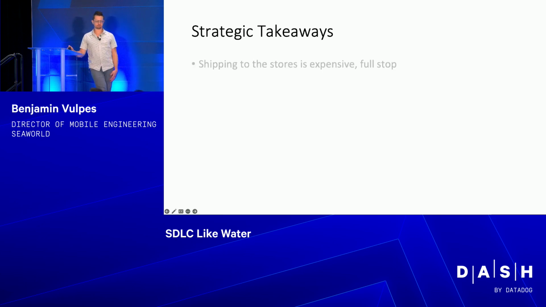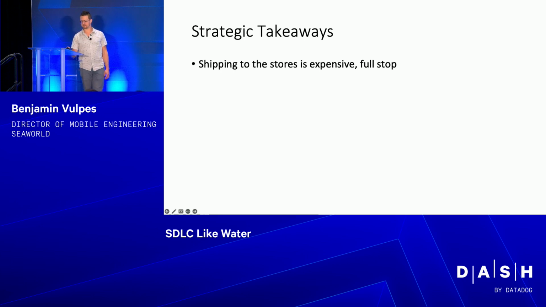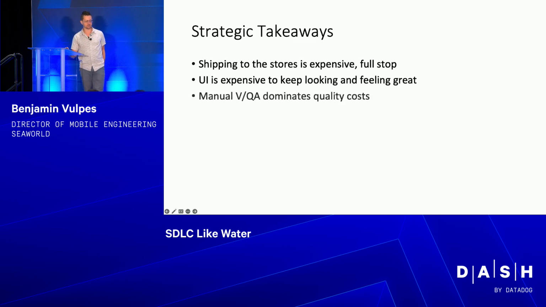Strategic takeaways. Shipping to the stores is expensive. It's just expensive. UI is also expensive to keep looking and feeling great. You have to spend a lot of attention to it. Think about that picture I had up there. You have to be able to catch those things. And manual VQA dominates your quality costs. So if you don't have that automated, that's going to be very expensive, and it's going to dominate your quality costs. And then the release cadence dominates your shipping costs.